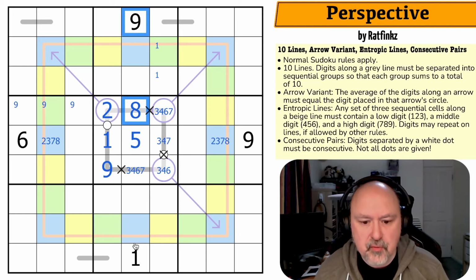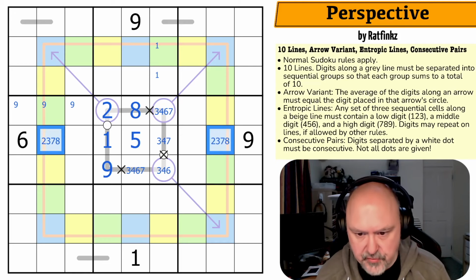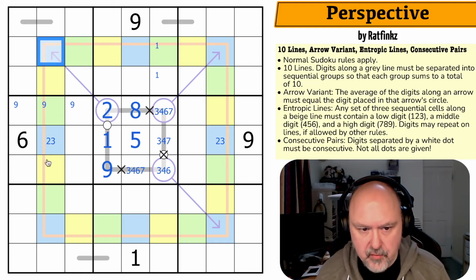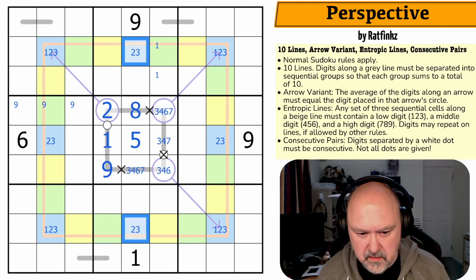So blue can't be high, because if blue was high, then I'd have 4 highs in this column. Blue is low. So blue is 2, 3. And I know blue is correct. It is 1, 2, 3. And these can't be 1.